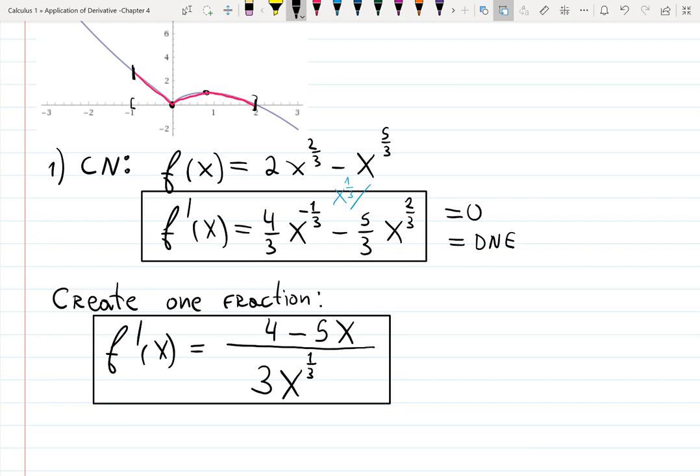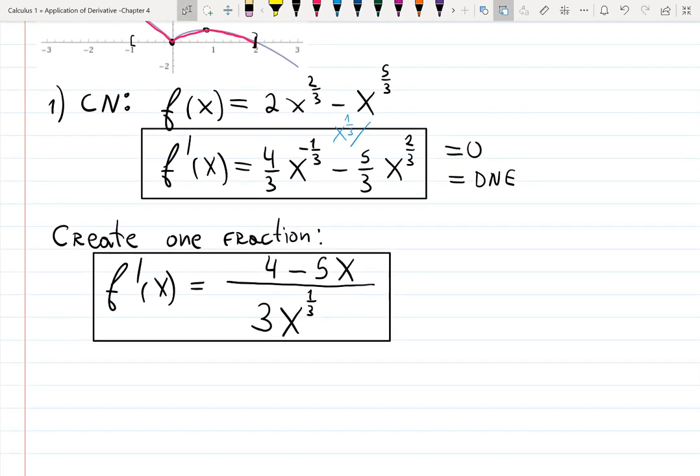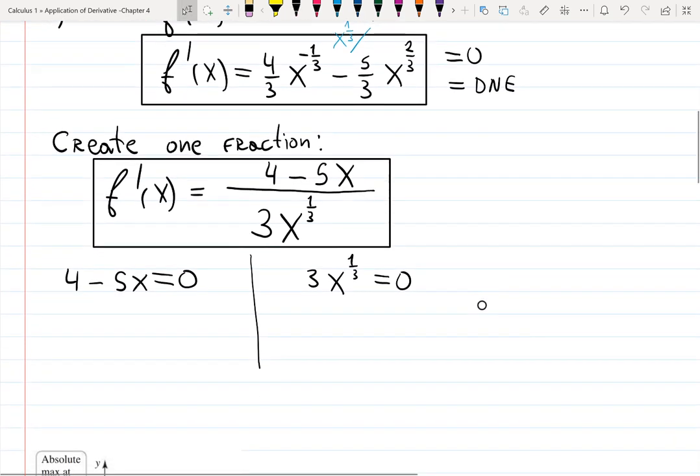I just need to find out where this derivative is 0 and where it is D and E. Zeros are coming from the top part. D and E are coming from the bottom part. Make sense? So 4 minus 5x should be 0, and 3x to the 1/3 should be 0. All of these cases will give me critical numbers.